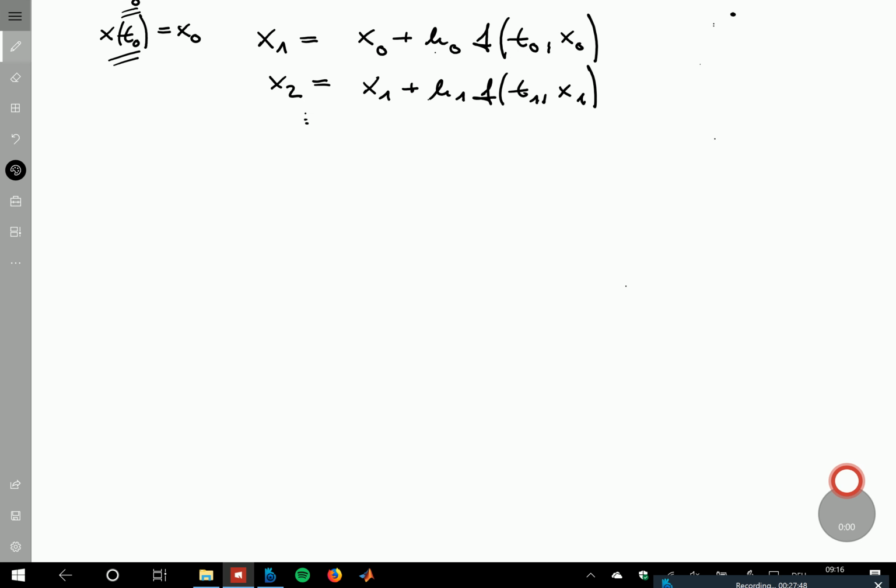So the general way that the Euler method works is as follows. xk plus 1 is given by xk plus hk times f of tk, xk. Sorry, k. I'm sloppy today. So that's essentially the recursive algorithm.